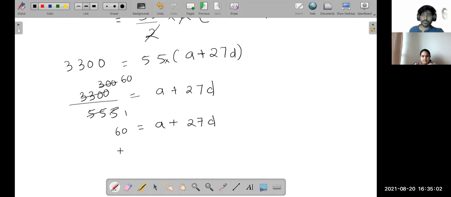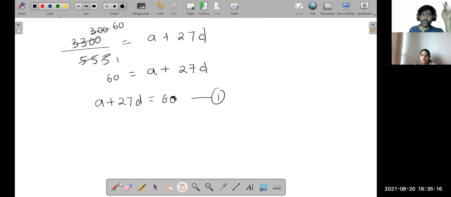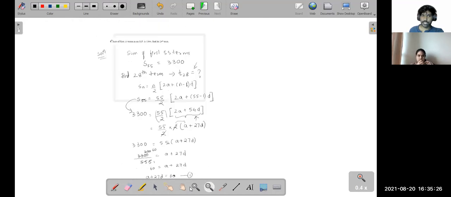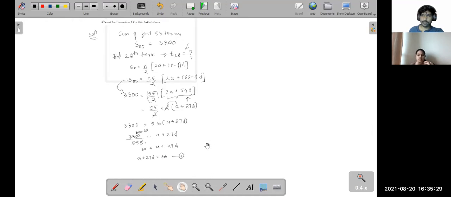Now what? But you understood this? Yeah, but now what ahead? So A plus 27D is equal to 60. Now you have to do simultaneous equation. Number this as equation number 1. Now you have to find out T28. Can you show me the whole sum? We are not finished yet. But can you still show me the entire sum? Yeah. Okay. Fine. You can continue.